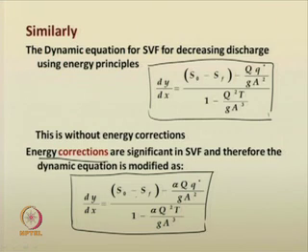Dy by dx is equal to S0 minus Sf minus alpha Q Q star by g A square, the whole thing divided by 1 minus alpha Q square T by g A cube, where alpha is the energy correction factor. I hope you recall these factors; we had studied them in detail in module 1.